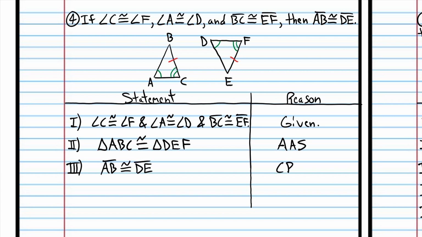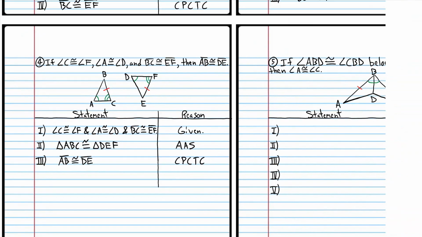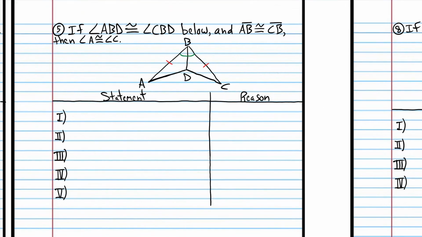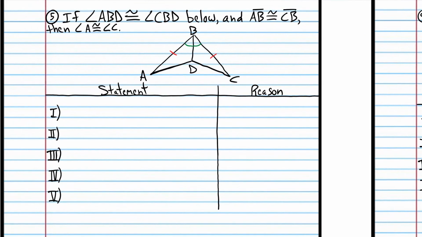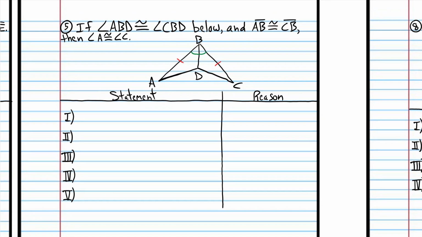And that is by CPCTC. Corresponding parts of congruent triangles are congruent. So if you got those answers, good job. All right, now we're going to go on to some problems that are a little bit more challenging, but because of the last class, this really shouldn't be difficult for you. It's just basic stuff that you've seen 100 times.